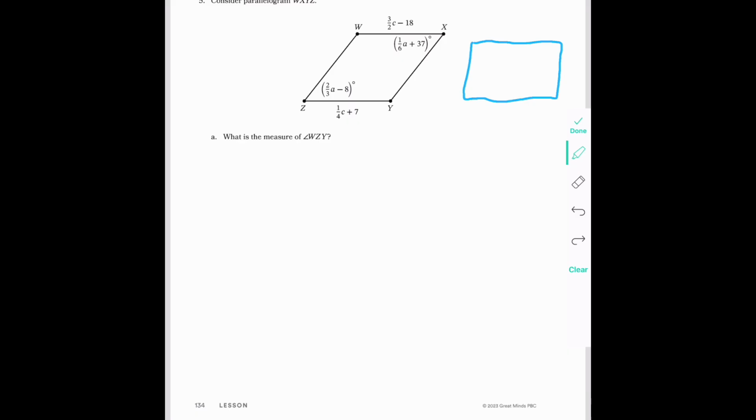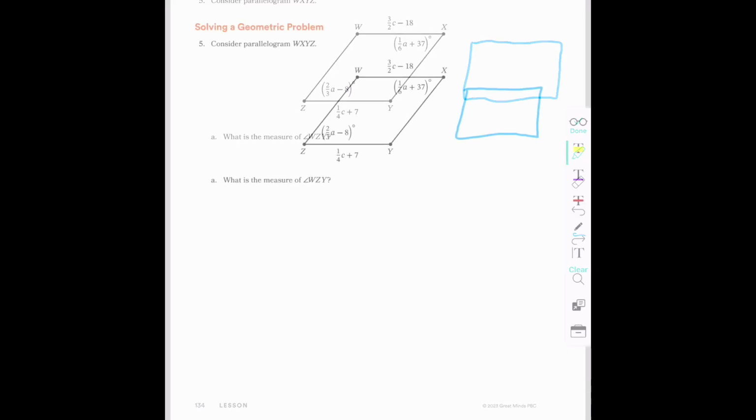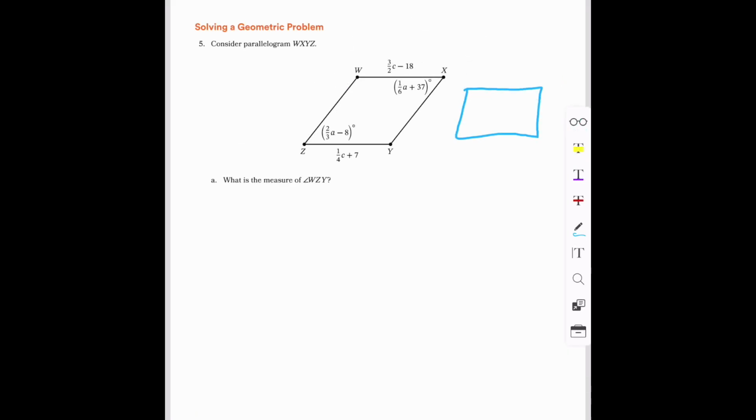A parallelogram can be compared to a rectangle because this length should be the same as this length, and this length should be the same as this length, okay? So opposite sides basically match on a parallelogram, just like opposite sides match on a rectangle. Okay, so let's read the problem.